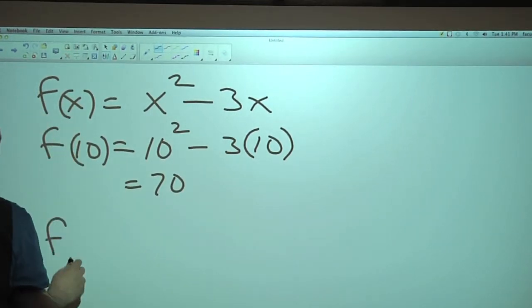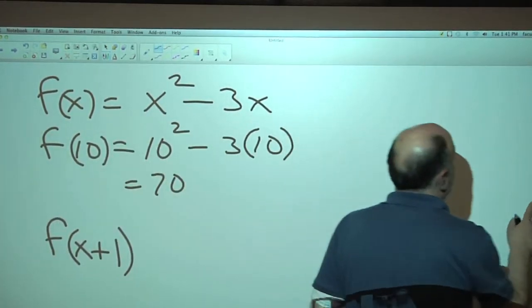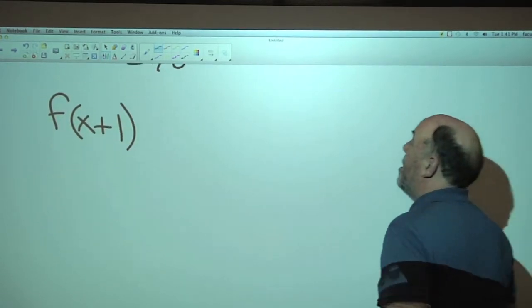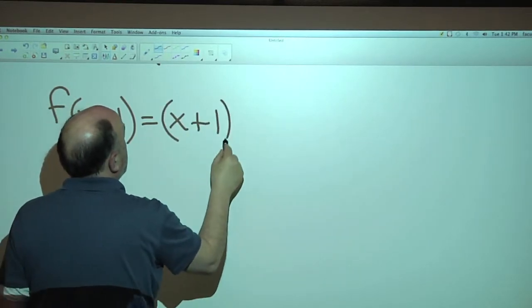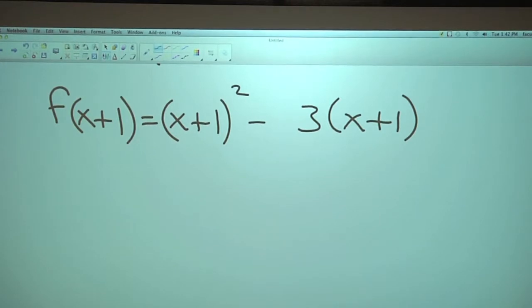Now, what if I said, what is the f of x plus 1? Well, really almost the same as what we did when we plugged in the 10, except now, everywhere we see the x, we're going to plug in x plus 1. So now we're going to get x plus 1 squared minus 3 times x plus 1. And again, you go back to your good old days of algebra. x plus 1 squared. What does that give you? It will be x squared plus 2x plus 1.